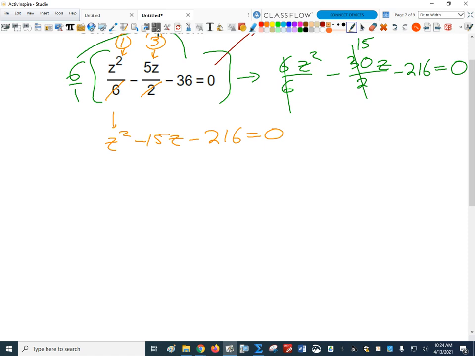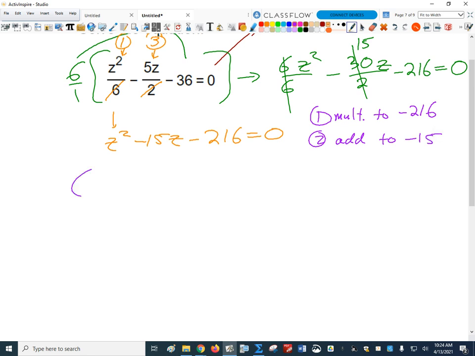So now this is good. Now I've got a trinomial where a is equal to 1. So all I've got to do is find magic numbers, right? My magic numbers this time, would everybody agree? They have to multiply to negative 216, and they have to add to negative 15.